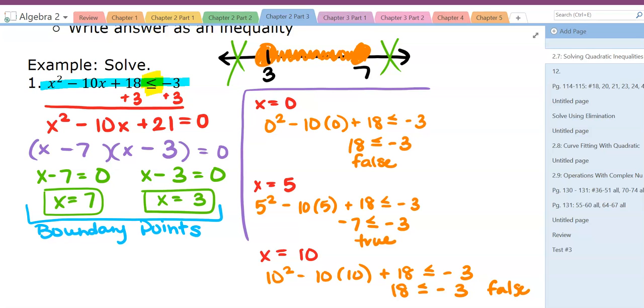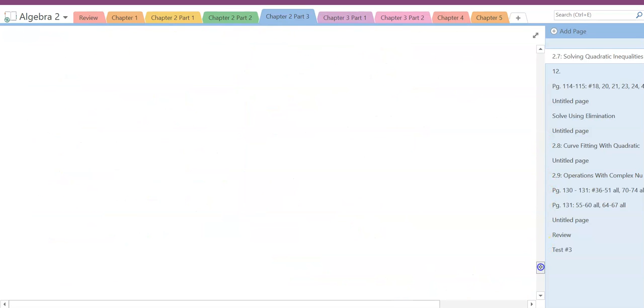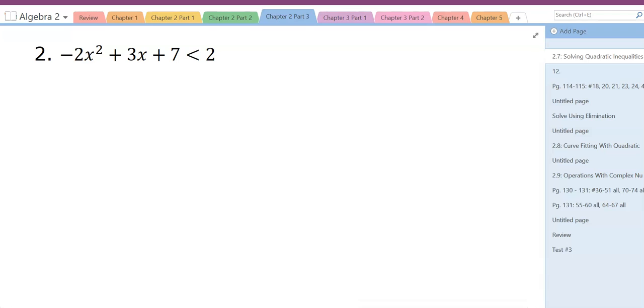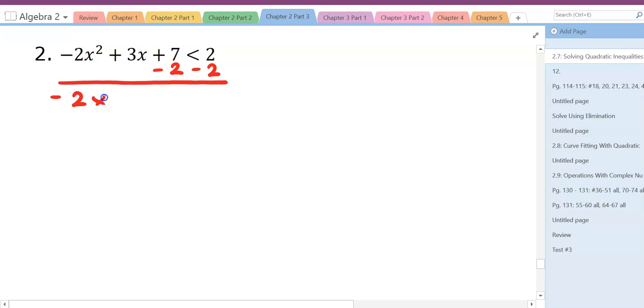Let's do another one together. So for this next one, I have -2x squared plus 3x plus 7 less than 2. I'm going to start by setting it equal to 0, so I got to move that 2 over. So I'm going to subtract it. So now it says -2x squared plus 3x plus 5. And I'm going to go ahead and say equals 0. Again, we'll come back to that inequality sign later.